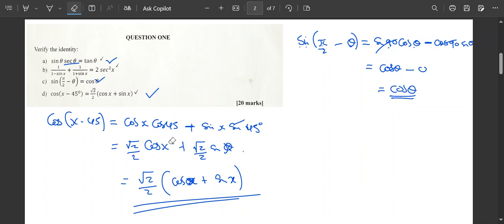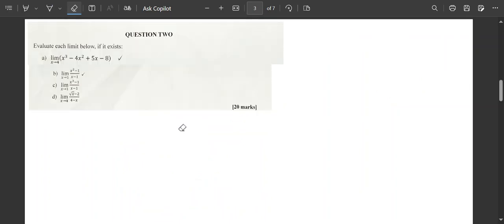So let's go to the next question. For this one now, we are saying find the limit. Okay, for the first one, find the limit if it exists. So for a polynomial, the limit always exists. What we do for a polynomial is just substitute. First step, I'll just substitute.